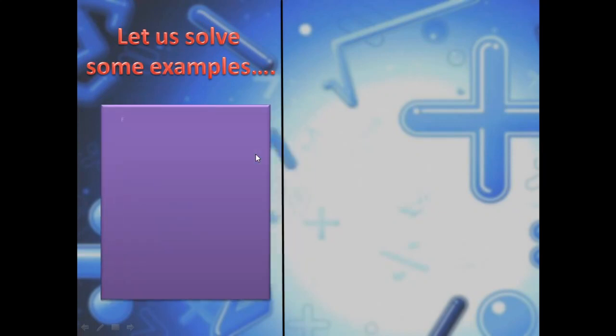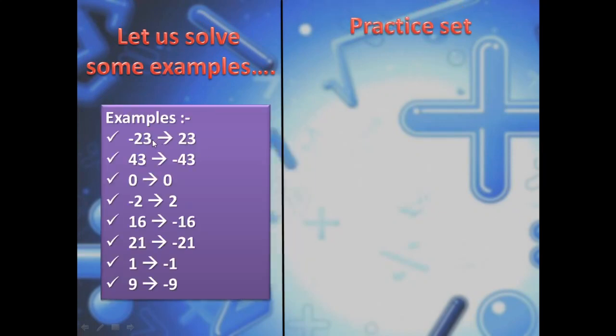Now let's have an example of opposite numbers. Minus 23, it is 23. 43, it is negative 43. 0, it's just 0. Since 0 has no sign, we should write 0 itself. Negative 2 is positive 2 or just 2. 16 is negative 16. 21 is negative 21, sorry. 1 is negative 1. 9 is negative 9.